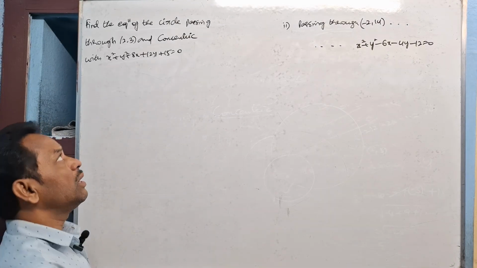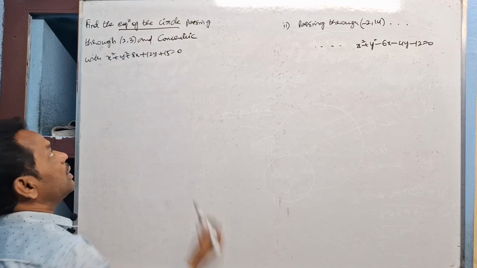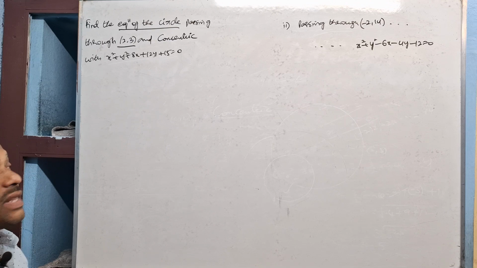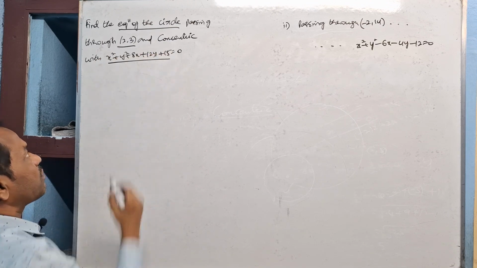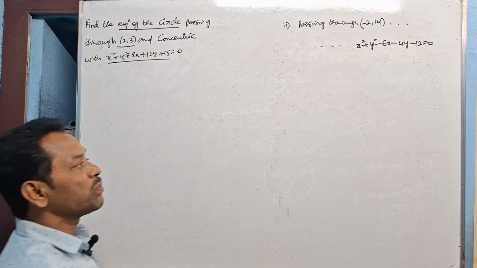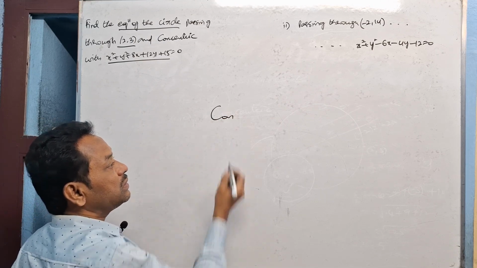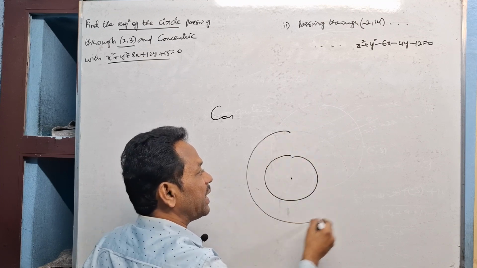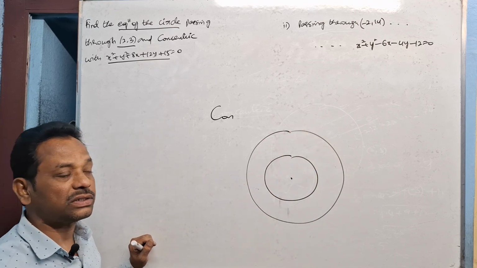Bachcho, here we need the equation of the circle given that it is passing through 2 comma 3 and it is concentric with the circle x square plus y square plus 8x plus 12y plus 15 equals 0. So what are concentric circles? Circles having the same center but different radii are called concentric circles.